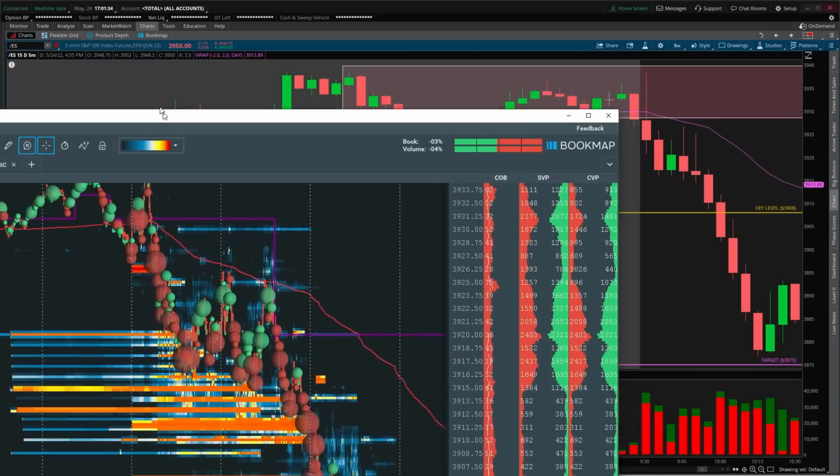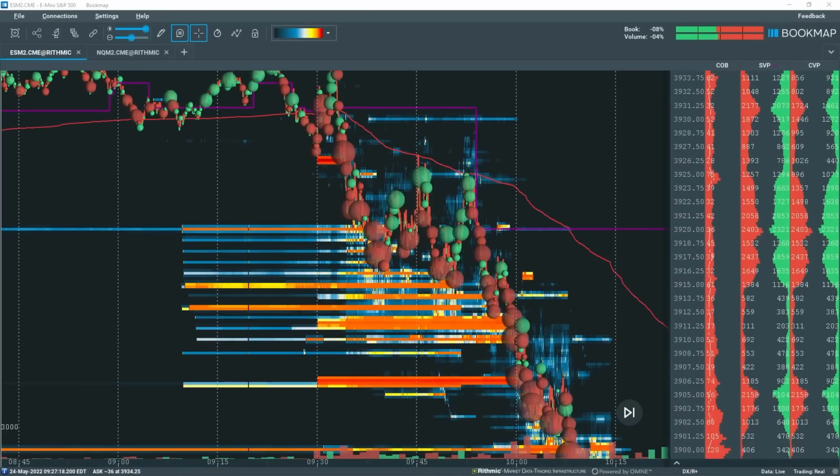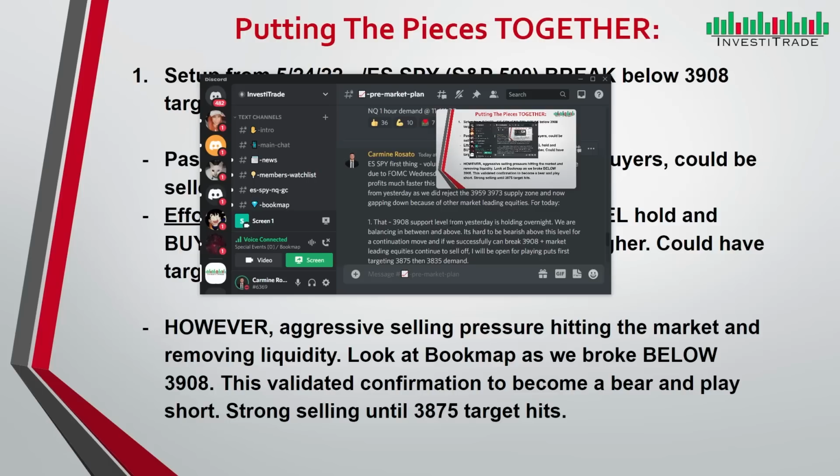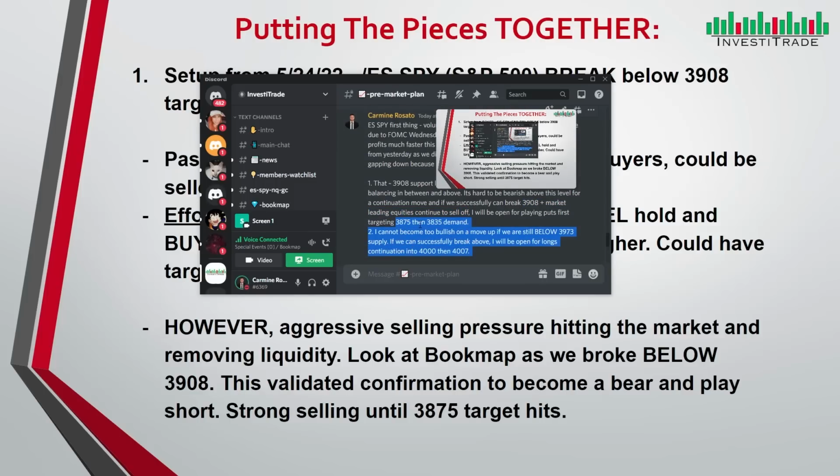What happens here on Bookmap is the market comes down. I'm going to pull up the PowerPoint again. Break below 3908. The target was the 3875 demand zone. Pull this up again here. That 3908 support level from yesterday's holding overnight. We're balancing in between and above. It's hard to be bearish above this level for continuation. And if we could successfully break 3908 and the market leading equities continue to sell off, I'll be open to playing puts or playing short. First targeting 3875 demand and then the 3835 demand zone to the downside.